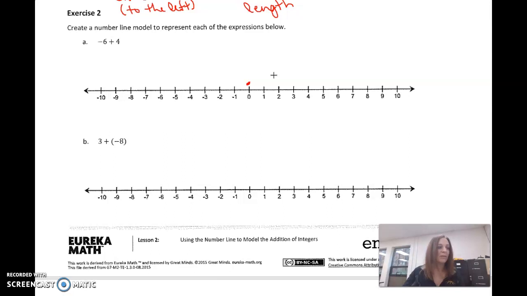And my first number here is -6. So I am going to go 6 units, because that's the absolute value of -6, to the left because the negative tells me the direction. So I'm going to go 1, 2, 3, 4, 5, 6. Now I'm at -6, and I'm going to add 4 to it. The absolute value of 4 is 4, so I'm going 4 units. It's a positive 4, so I'm going 4 units to the right. 1, 2, 3, 4. And I see that I end up here at a -2.